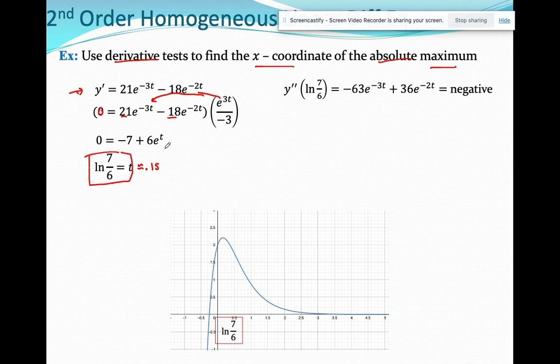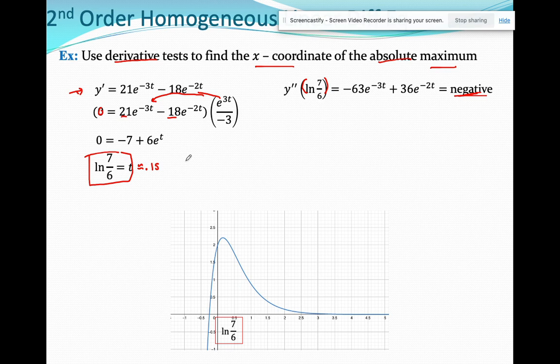Then I took this number to the second derivative. I found the second derivative, which wasn't hard, right? Not hard to find the second derivative from here. And I plugged in the value that I got, ln 7/6, and I got a negative. And even without a calculator, I can tell that this is going to be negative, right? Can you? With a -63, and this is going to be super small, right? But I'm only adding 36, right? So that's going to be negative.